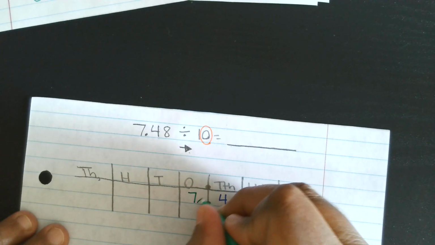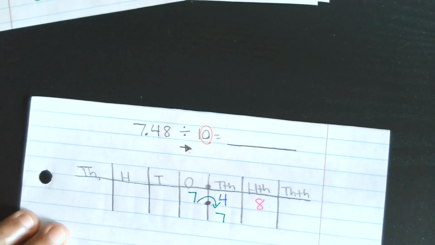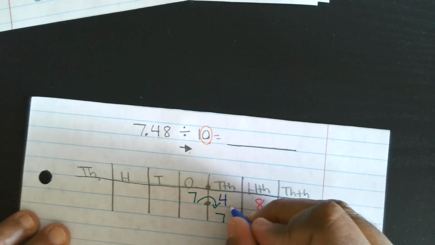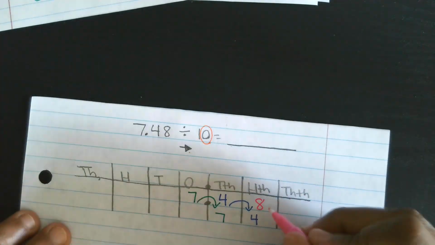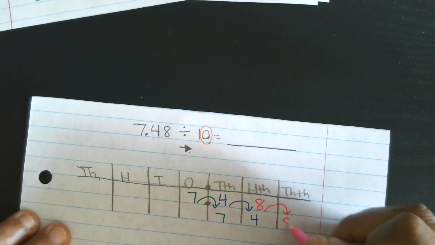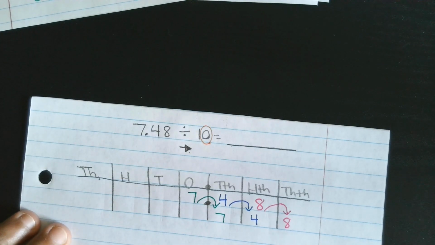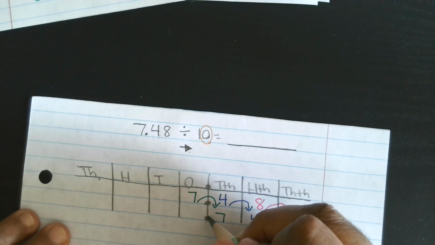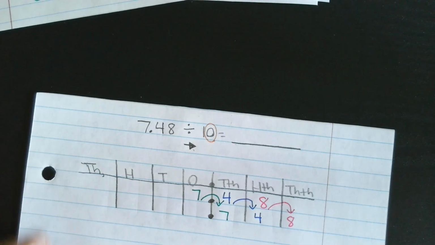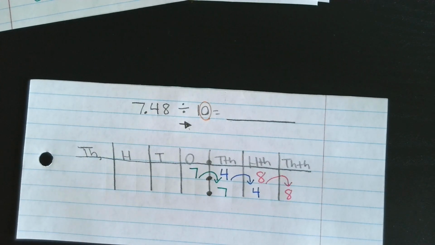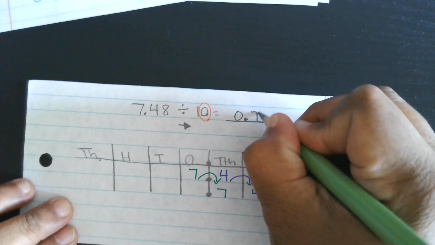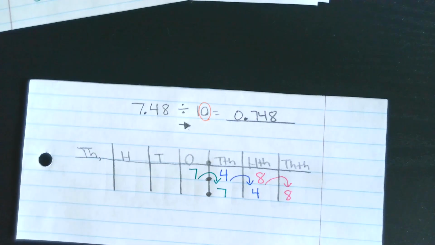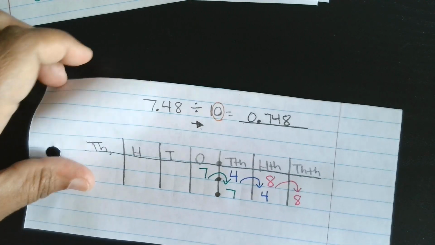So I have my 7. I move to the right one time. I have my 4. I move to the right one time. I have my 8. I move to the right one time. So when I have 7 and 48 hundredths and I divide it by 10, I end up with 748 thousandths. 748 thousandths. Let's try another.